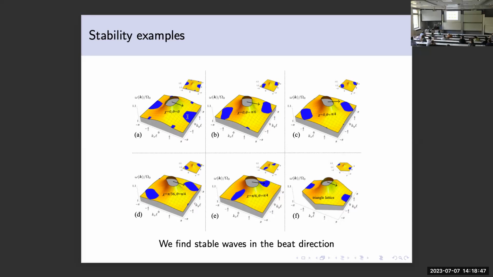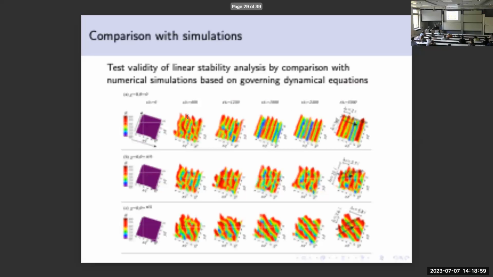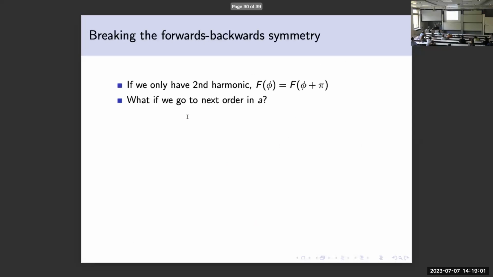The reason we get that forward-backward symmetry is because we've only got the second harmonic, and if you have the second harmonic, then you get a phi and a phi plus pi symmetry. Okay, that's the symmetry of the system that we've got.